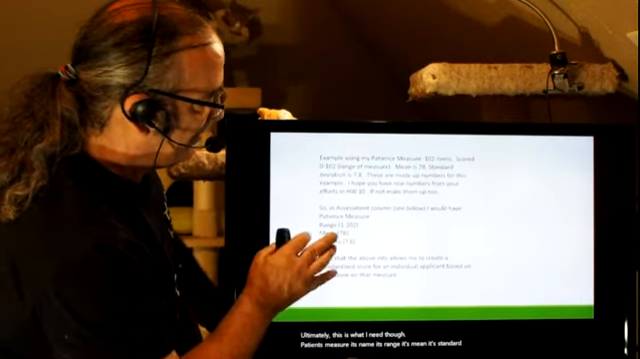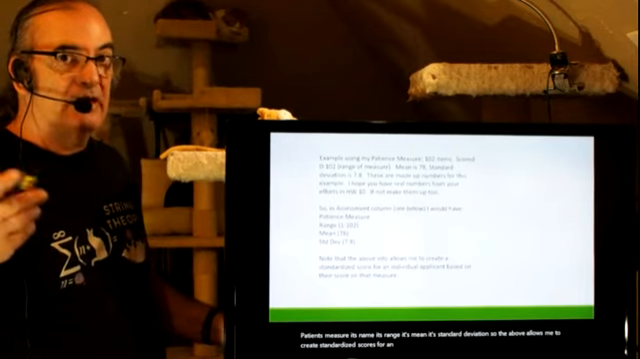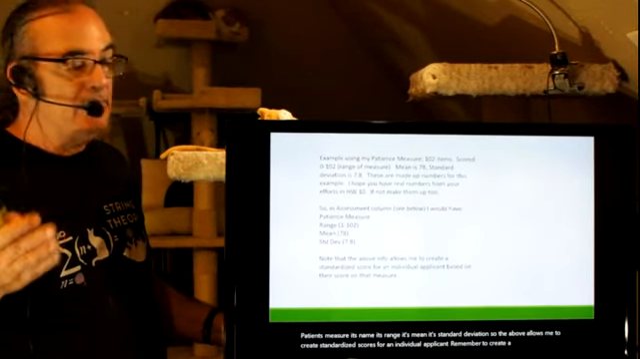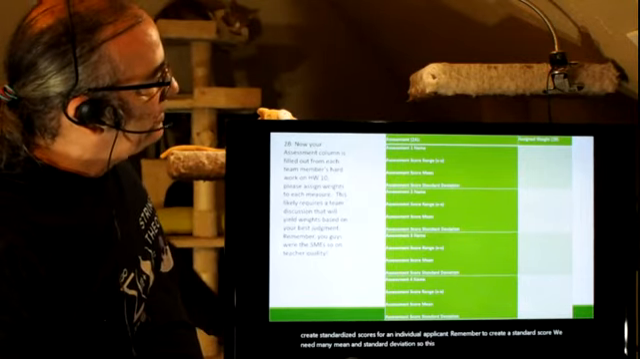So, the above allows me to create standardized scores for an individual applicant. Remember, to create a standard score, we need the mean and standard deviation. So, this is what you get to fill out then.